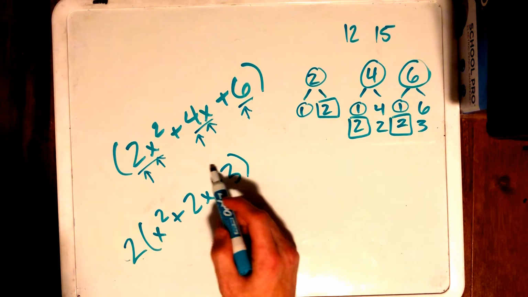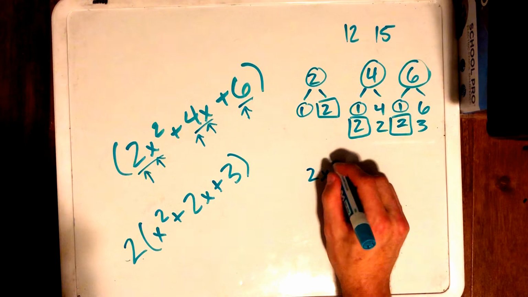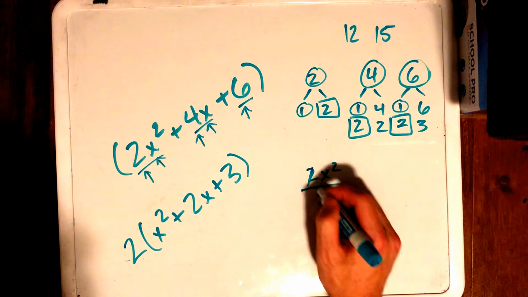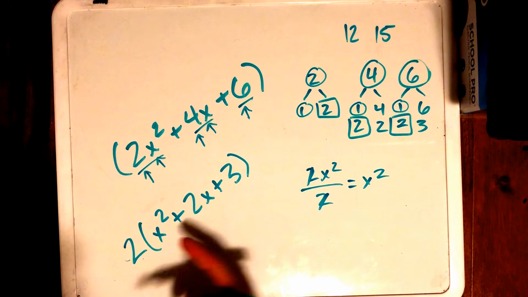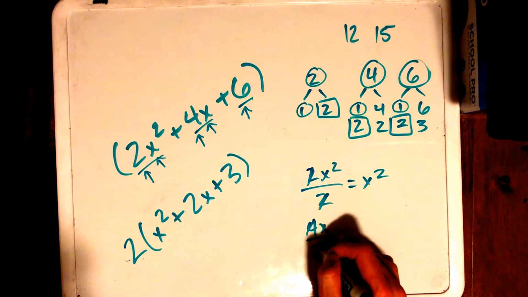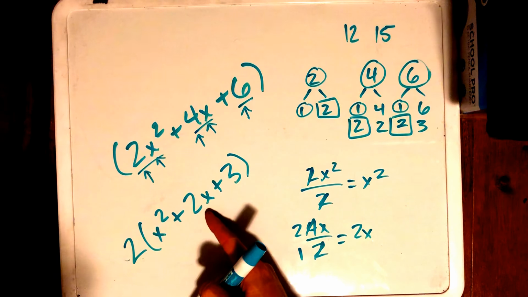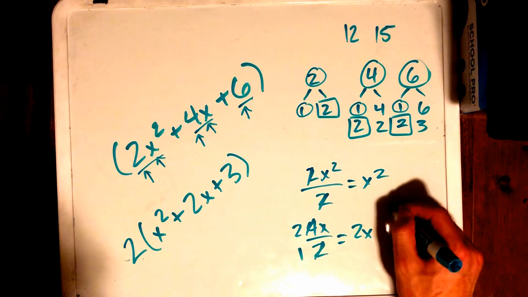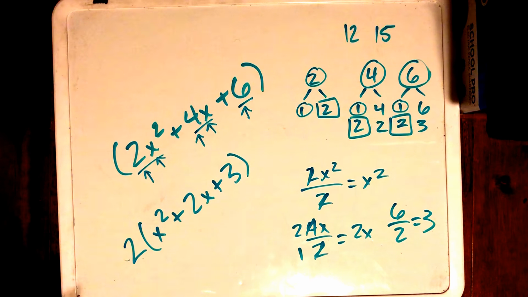When we need to fill our parentheses, we take each of our terms and divide them by what we pulled out. So I have 2x squared divided by 2. We have some 2's that can cancel, which gives us x squared, which we can see is right here. If we do 4x divided by 2, we know that 4 divided by 2 is 2, which leaves us with 2x, which we can see is right there. And then when we do 6 divided by 2, that gives us 3, which of course is our last term.